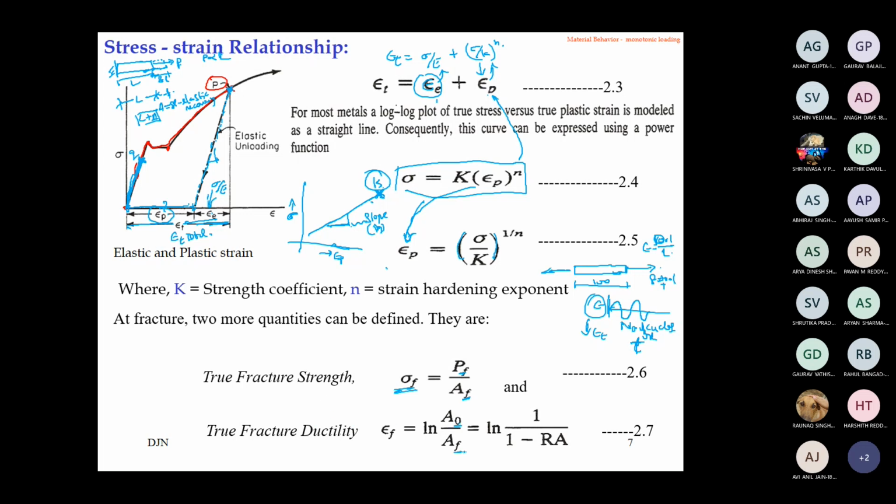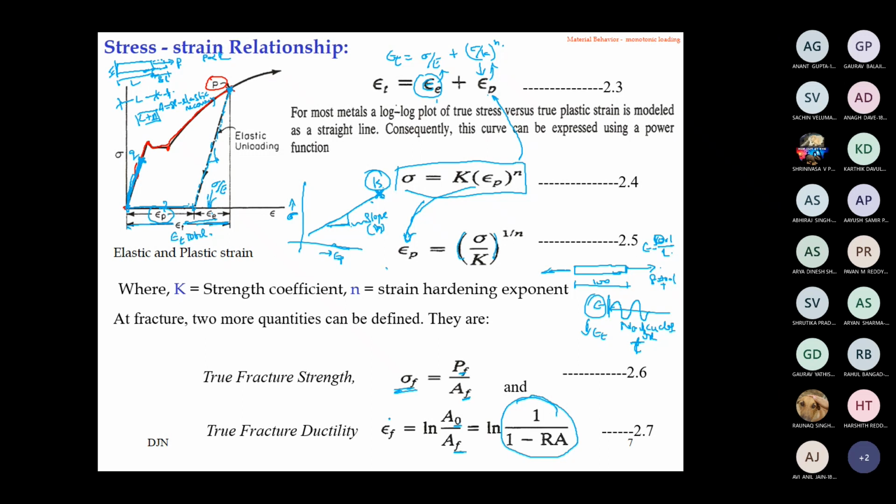That is the natural log of A naught by AF, the original area divided by the final area. This will give us the corresponding strain. We can also express that in terms of the reduction in the cross-sectional area equation, that is a measure of ductility. You have seen this expression in the strength of materials. So these are the two equations where we can correlate the corresponding fracture strength and corresponding true fracture ductility coefficient epsilon F.